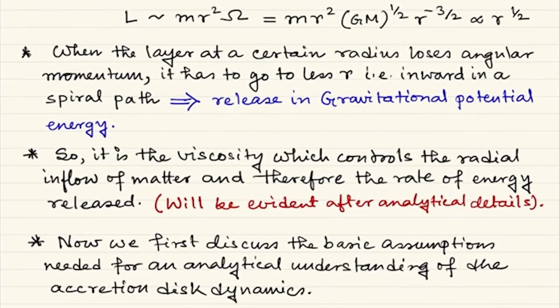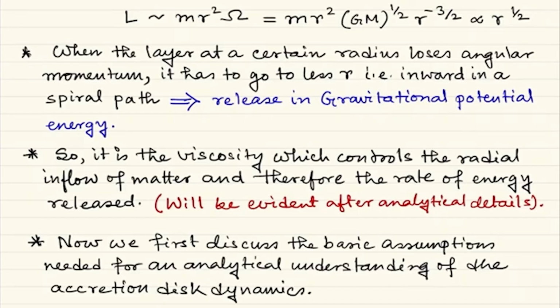Now finally, we will go to analytics. We have said that we will do analytics after doing some qualitative discussion. So now the qualitative discussion is over. So we have somehow a rough picture of how the accretion disks are formed, and how due to the formation of the disk, finally some amount of gravitational potential energy is released.